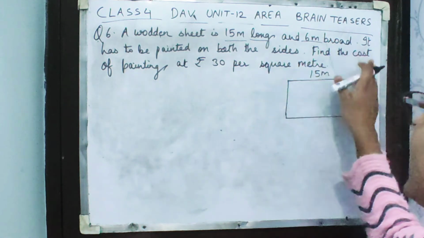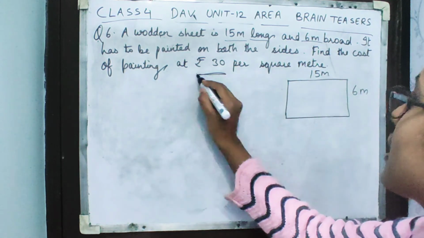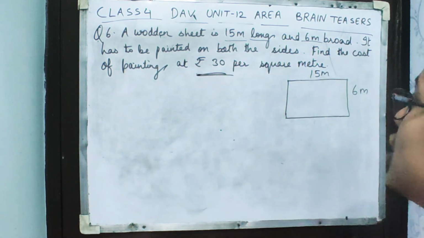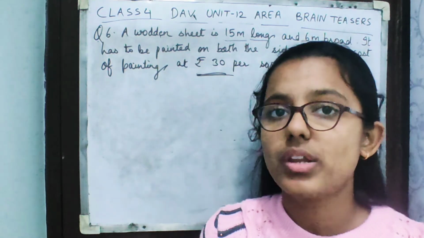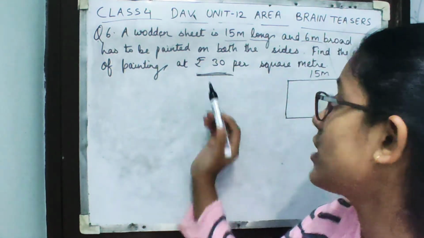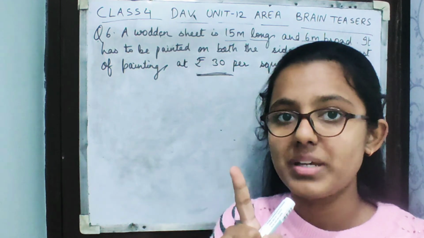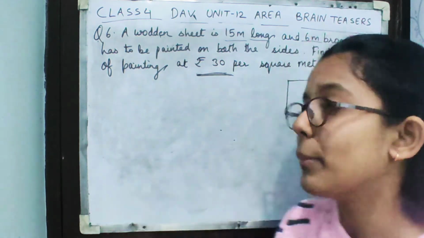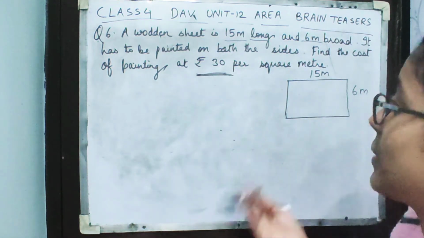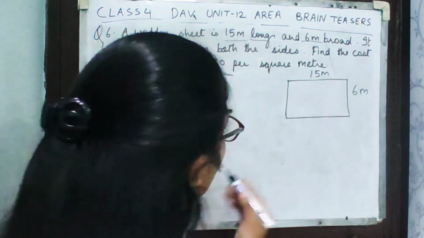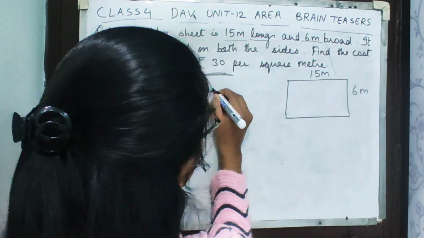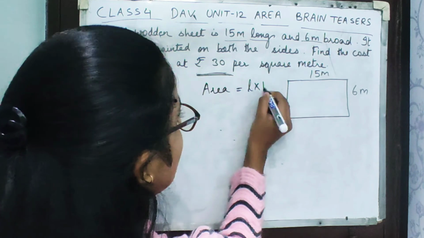Okay. Find the cost of painting at rupees 30 per square meter. Okay. So 1 square meter, the rupees is what? 30 rupees. Okay. For 1 square meter, 30 rupees. So for how many square meters, that means how many rupees he needs. Okay. So first of all, let's find the area out. So area will be what? Area is equal to L into B.